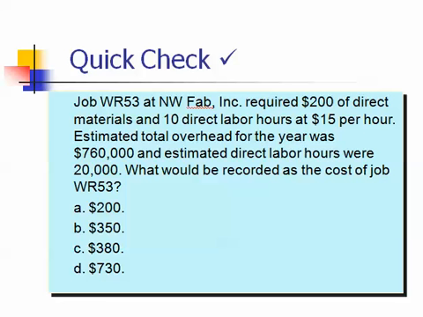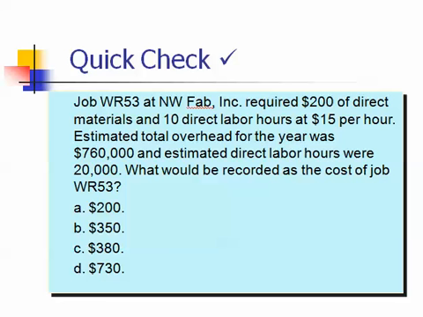Let's look at one more concept check question. At Northwest Fabricators, job WR53 required $200 of direct materials in the period, 10 direct labor hours at $15 per hour, and our estimated overhead for the year was $760,000, and estimated direct labor hours were 20,000. What would we record as the cost of job WR53?